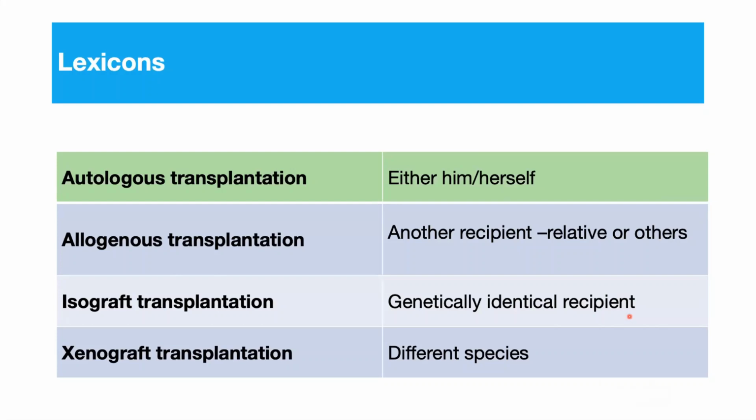Just to highlight some of the terminology that is used in organ transplant: autologous transplant of an organ itself is a bit unusual, maybe skin and flaps and all. That's what we do. The allogenic transplant is the most common one. You have a recipient and a donor, but the donor is better if it's a relative. You get a better success rate, but it can be others as well. Isograft transplants are done among genetically identical individuals, so they may be identical twins, okay?